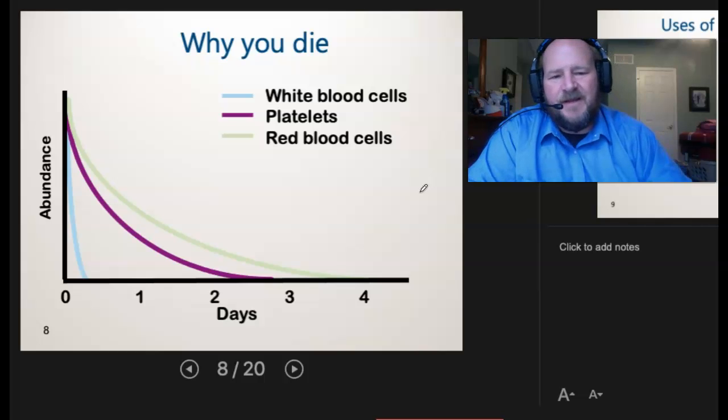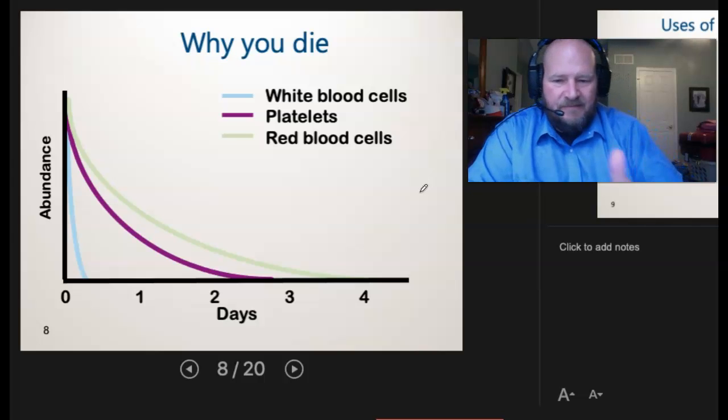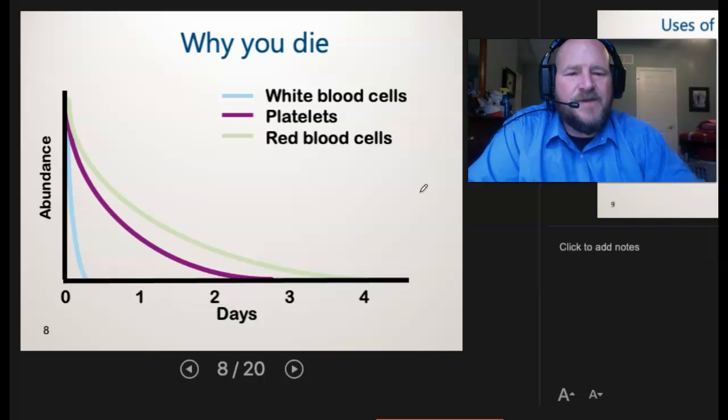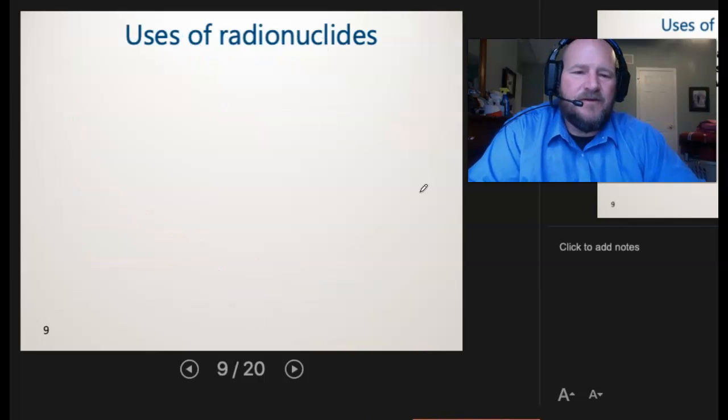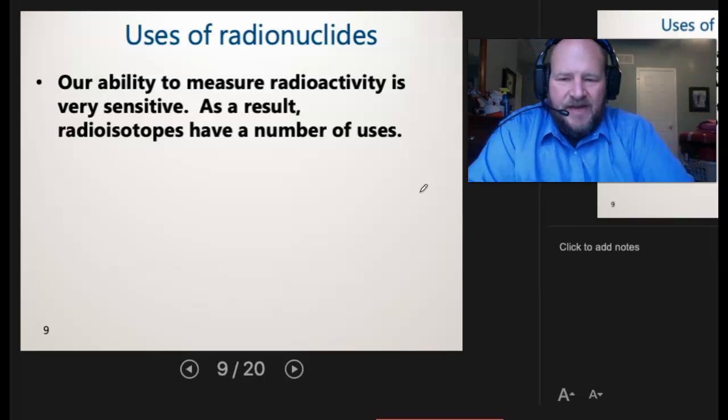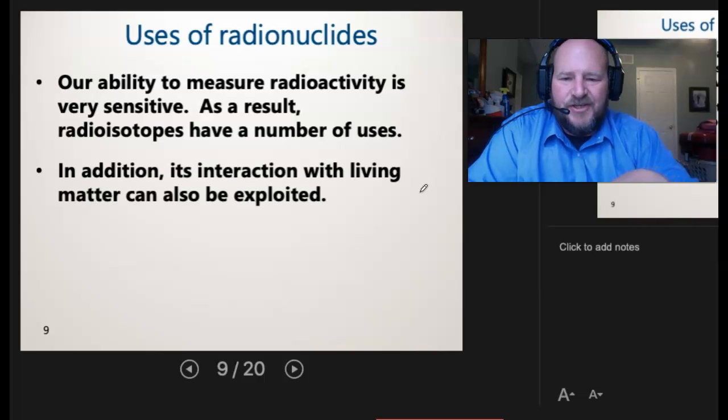So when we think about nuclear radiation and we think about death and these types of things, it makes us wonder why. Why do we care about radiation as far as what use and what value could it possibly have? Well, there's plenty of uses for radionuclides. Our ability to measure radioactivity is going to be very sensitive. So as a result, there's a lot of uses for it. Of course, in addition, its interaction with living matter can also be exploited. So what are some of those uses?